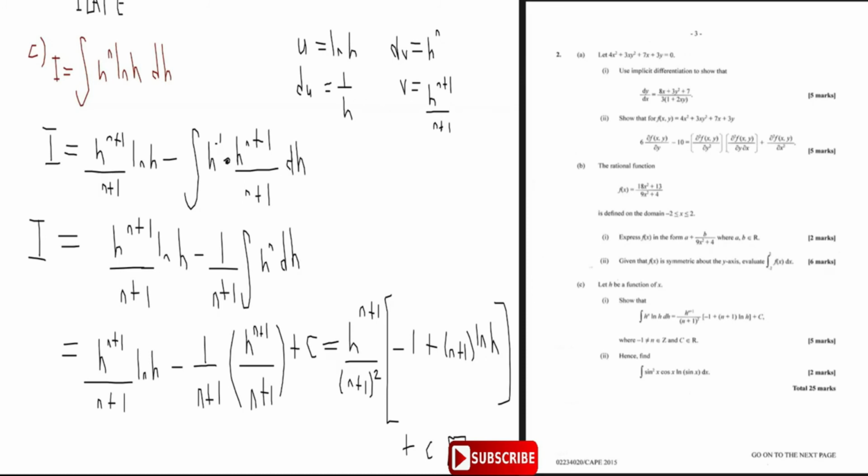It says, hence, find the integral of sine square x cos x ln sine x. It says hence, meaning we need to use that. All right, so hence find. Remember, I call it I. So in this case, it looks like they put n as 2. So I'm going to call it I2.